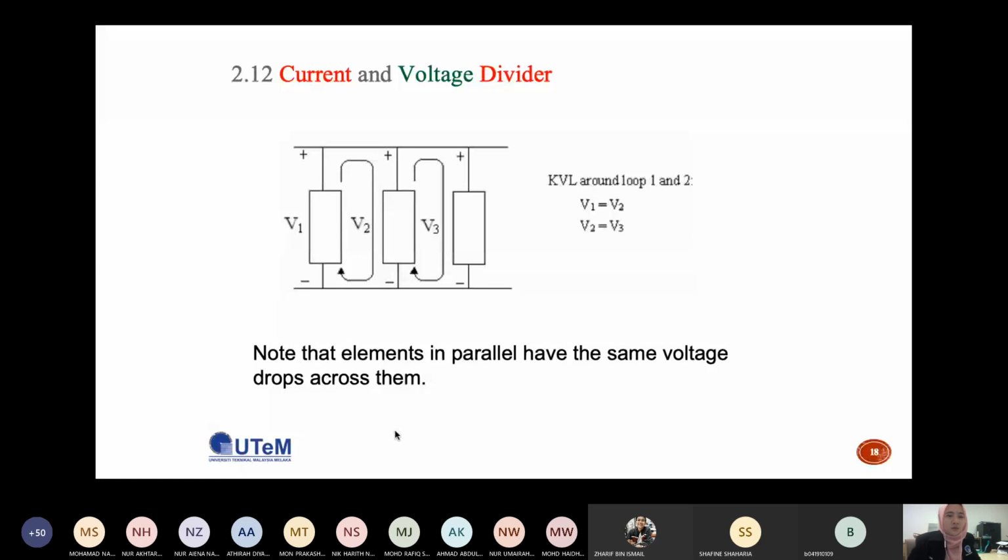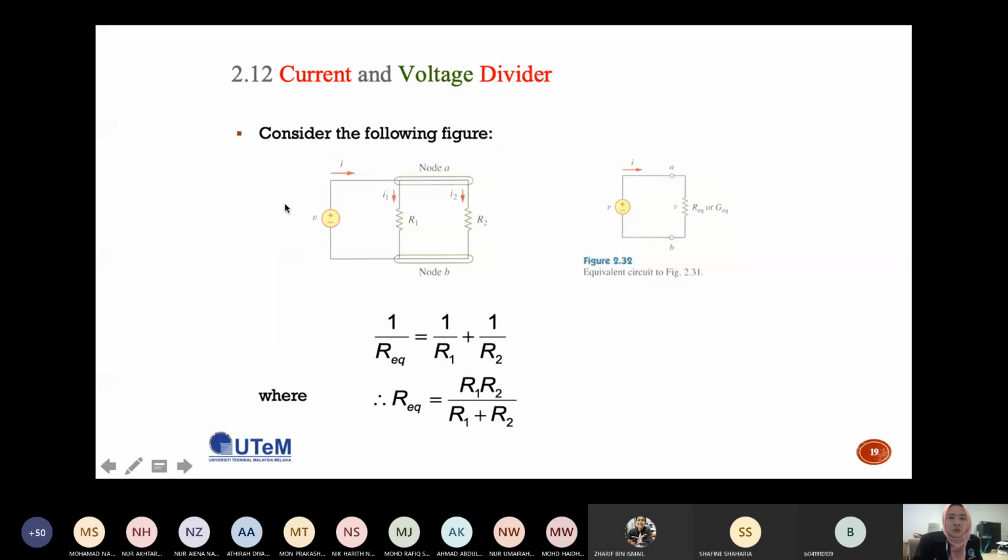recap. If you have a parallel circuit, basically the voltage across here, this V1 is equal to voltage V2 is equal to voltage V3. Okay, only if you have a parallel circuit like this. So consider you have a circuit like this. So this is a parallel circuit.